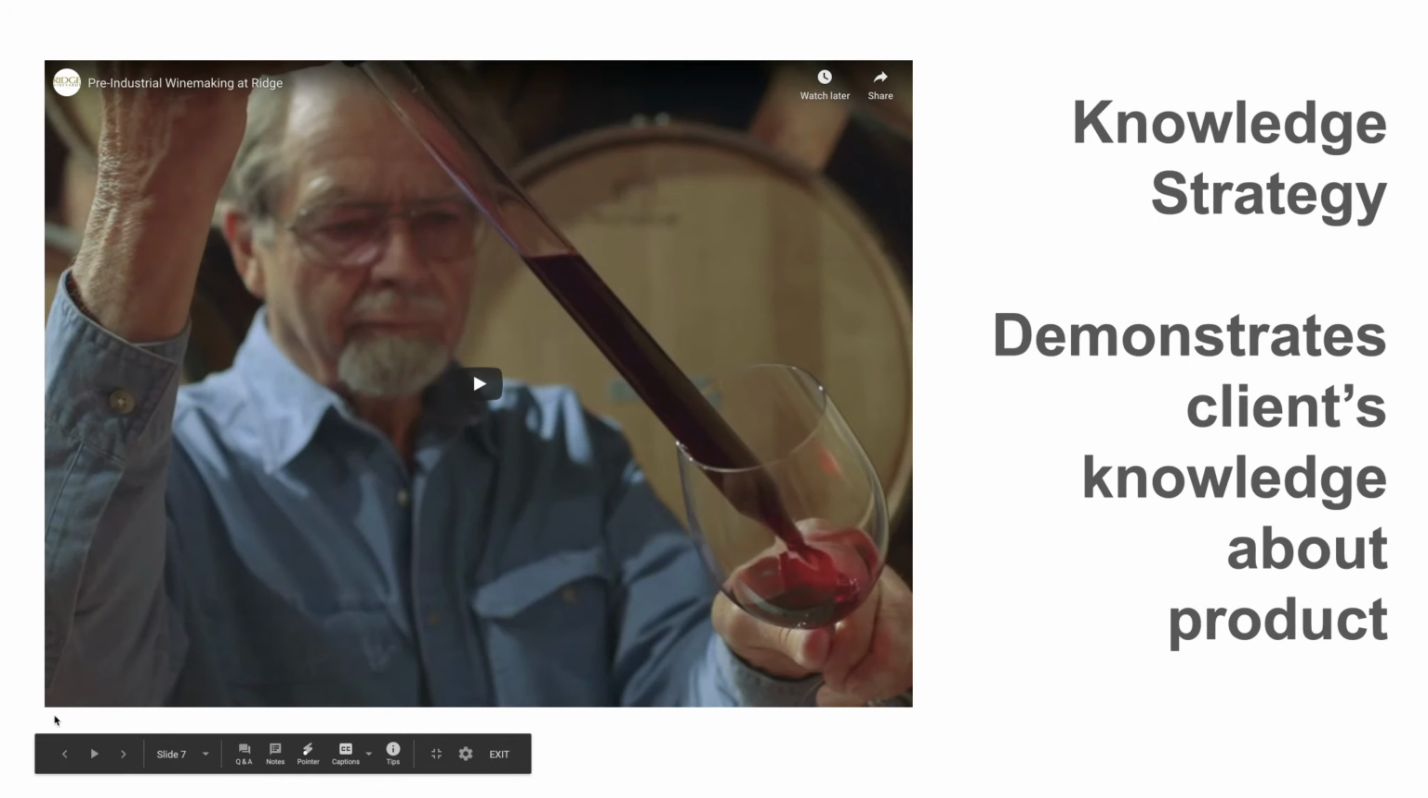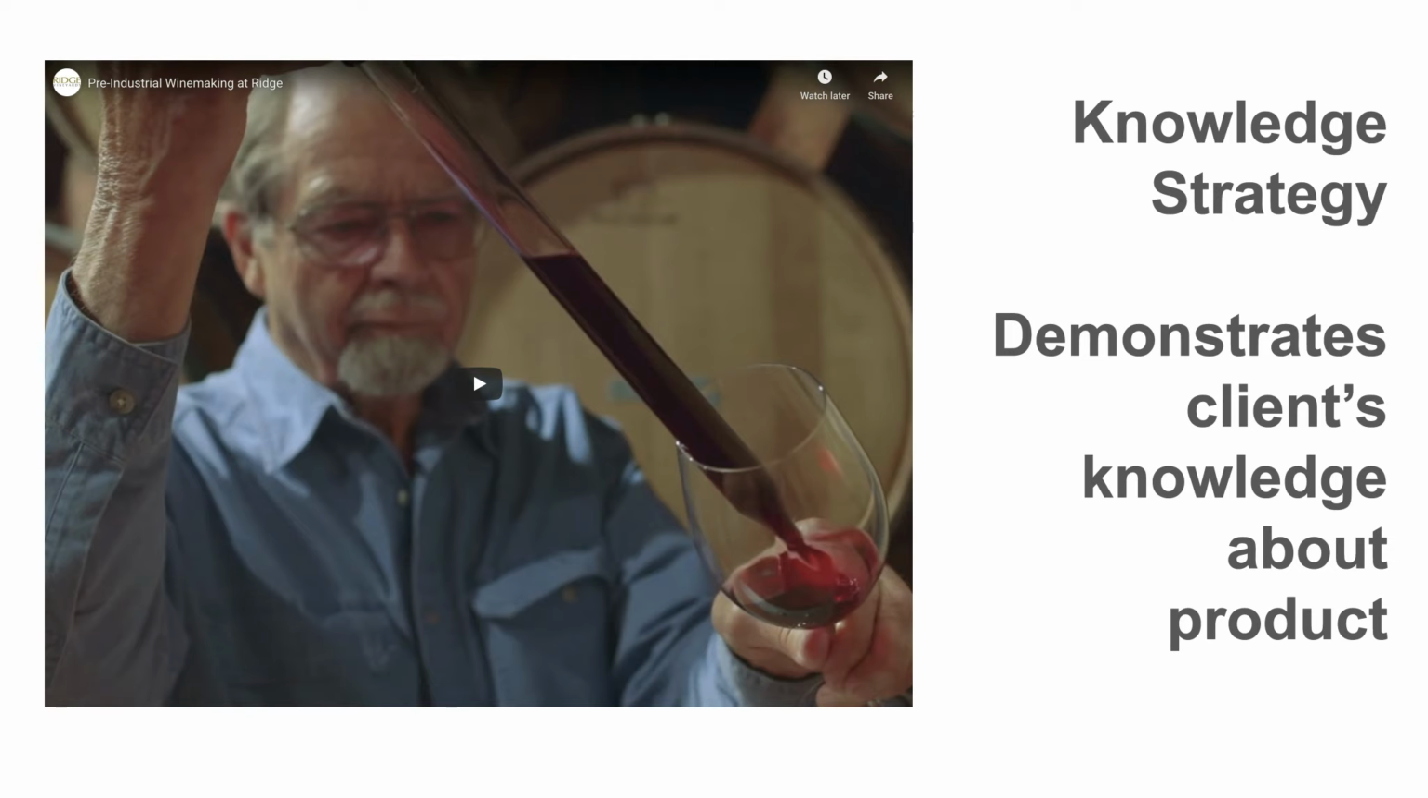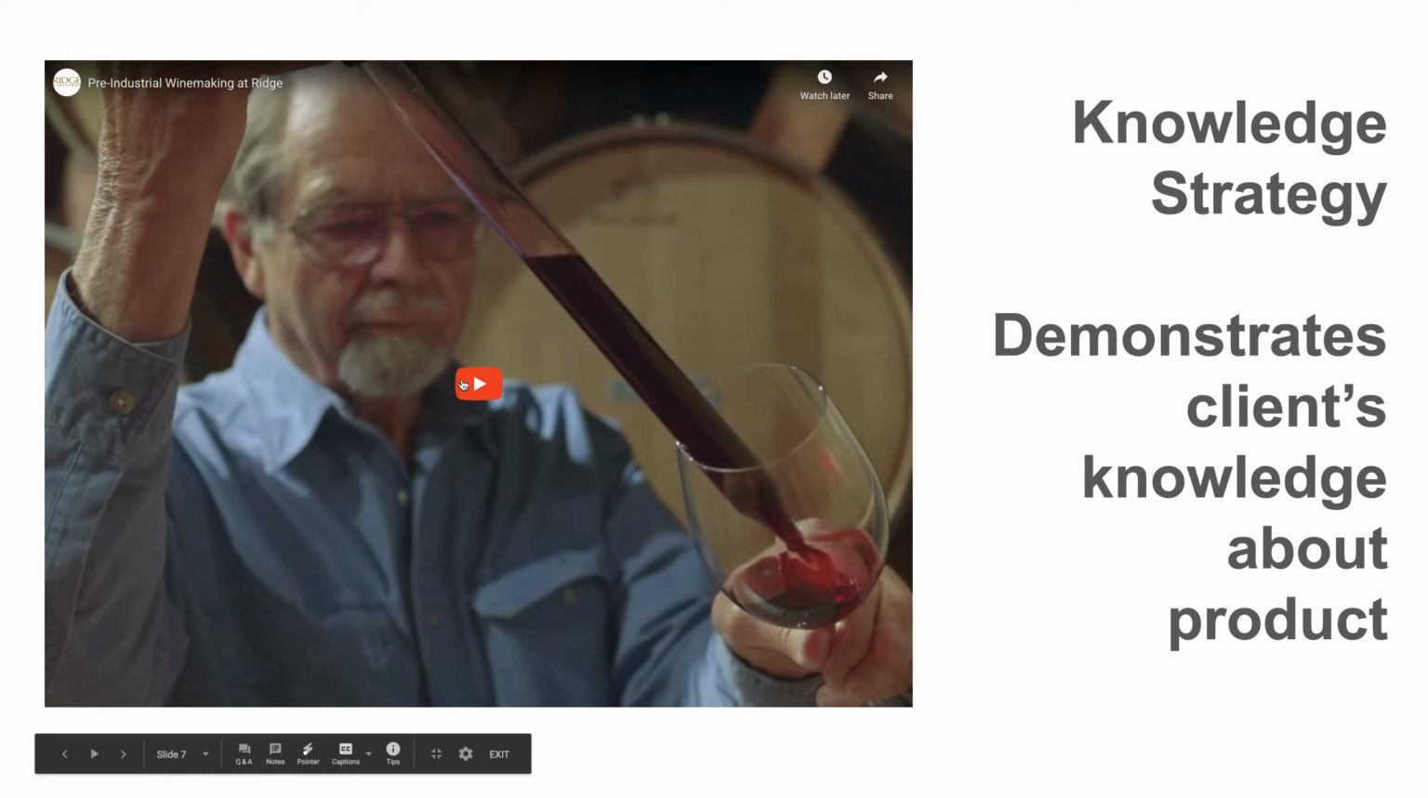Okay, let's move on to the next one, and that's the knowledge strategy. This one demonstrates the client's knowledge about their own products, and it's all about showing how much knowledge and skill and care goes into a specific product. This one's related to food. So let's take a quick look.